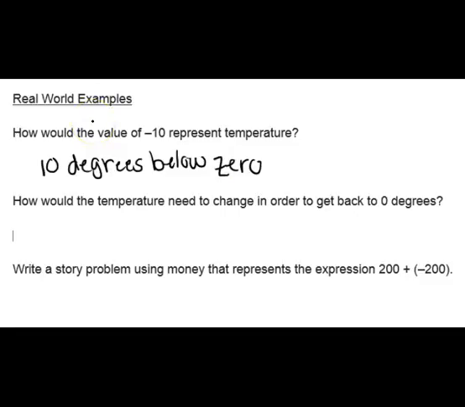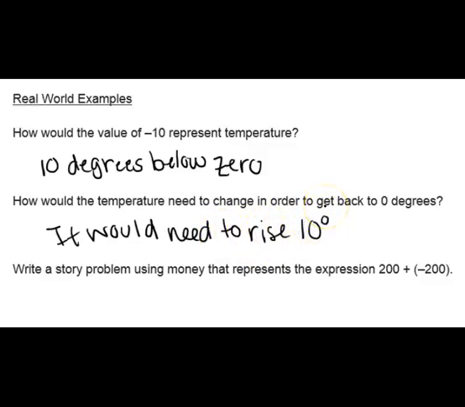How would the temperature need to change in order to get back to 0 degrees? Well, if we're at negative 10, then it would need to rise 10 degrees. And then we'd end up back at 0 because negative 10 and positive 10 are opposites. And when we add opposites, we always have the sum of 0.